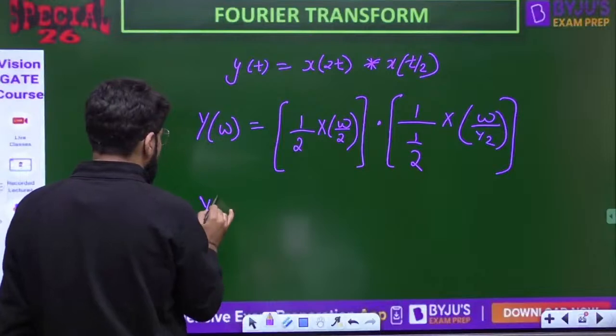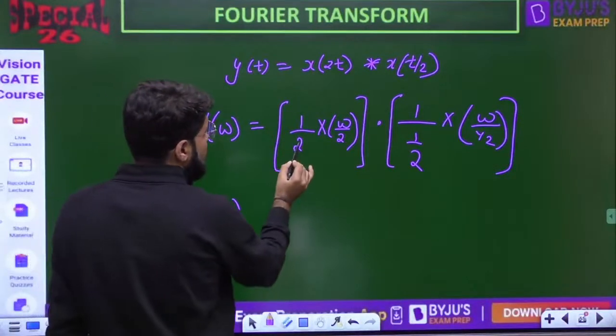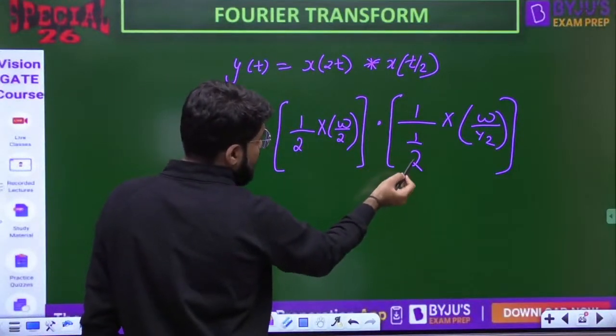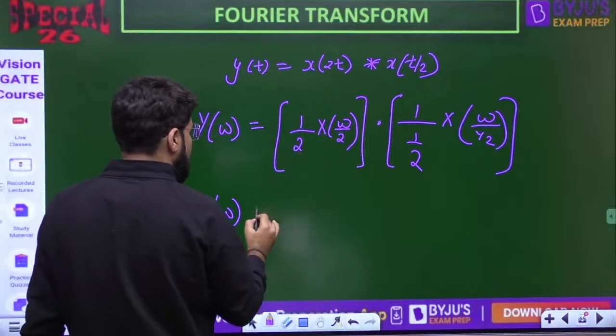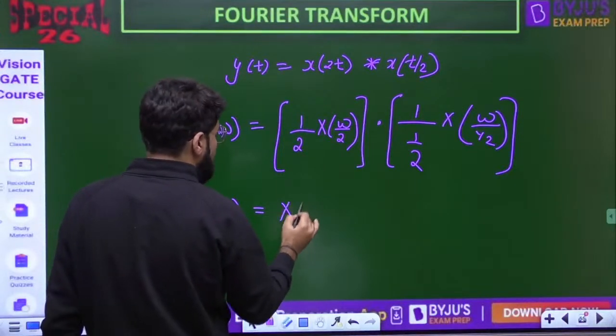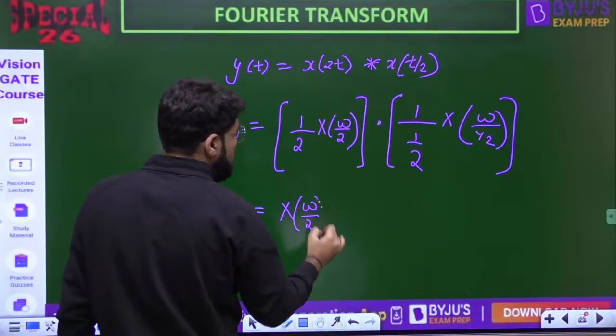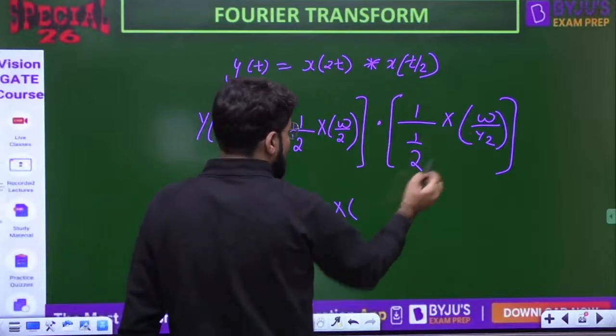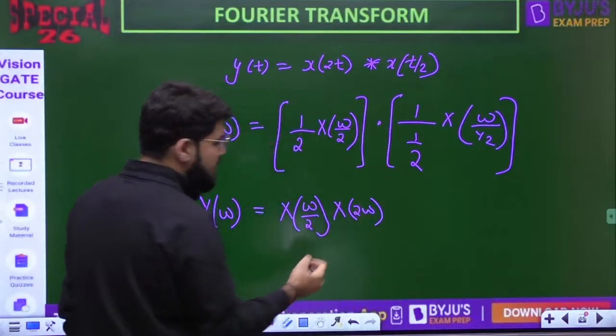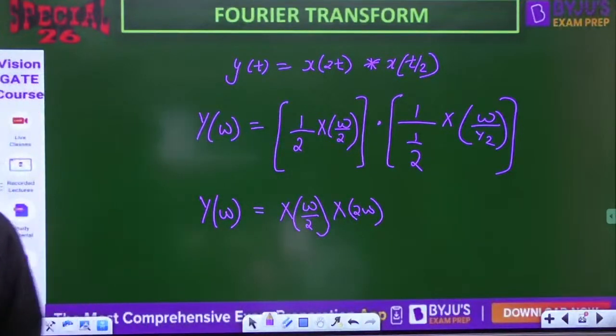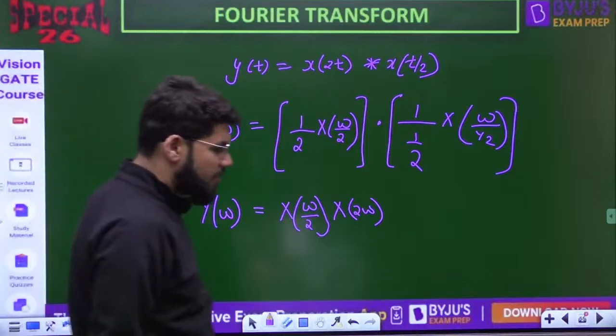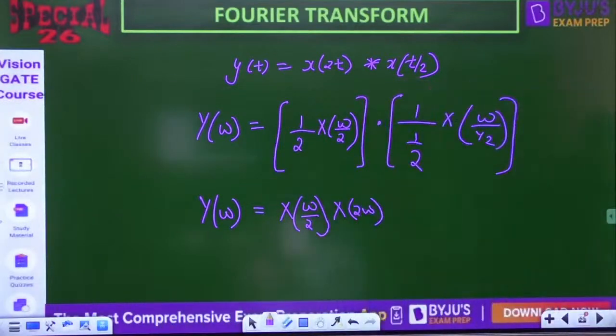Now convolution in time, so there will be multiplication in frequency. When you are multiplying, what is the result you are getting? This is 1 by half, this will become 2, so that is cancelled. So you are only left with X(ω/2) multiplied by X(2ω). Please write it as X(2ω). Okay, X(ω/2) X(2ω).